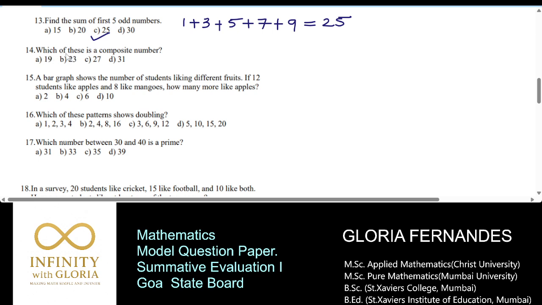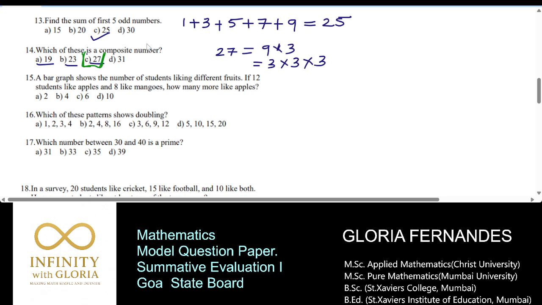Okay. Now which of these is a composite number? So what is a composite number? One which has more than 2 factors, right? Now over here 19 is a prime number, it cannot be composite. 23 is also a prime, it cannot be composite. Now 27, how can you factor 27? 9 threes are 27. Again you can factor it as 3 times 3 times 3. So the composite number is 27. Again 31 is a prime number, so it cannot be a composite number.